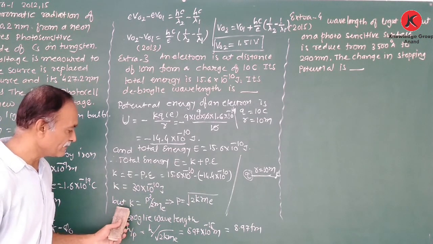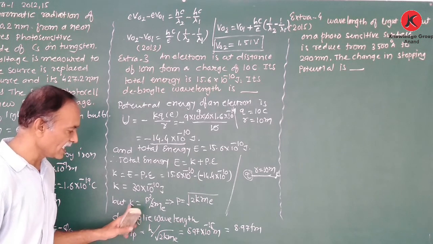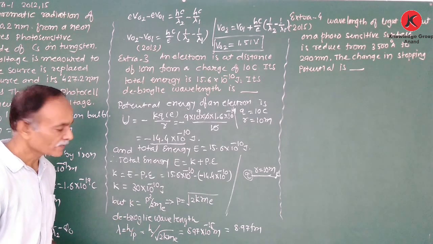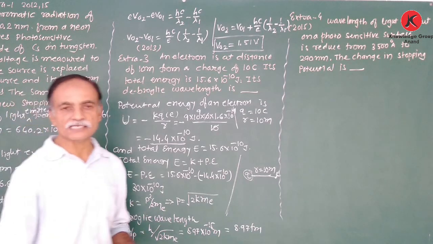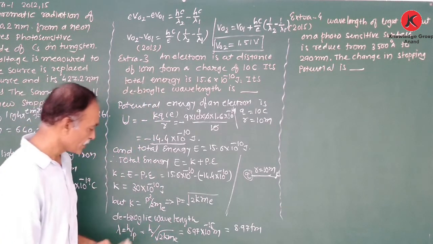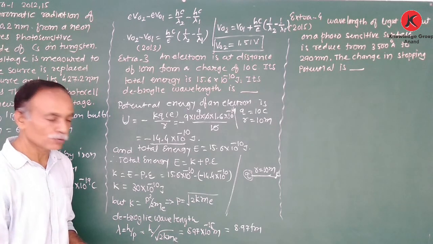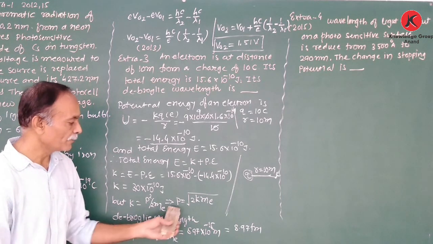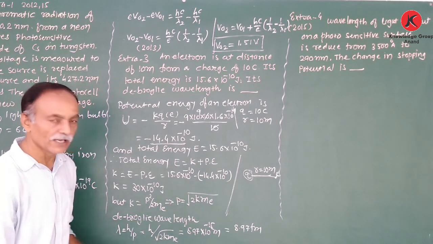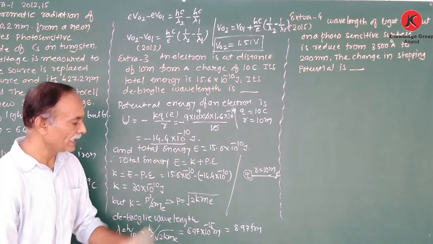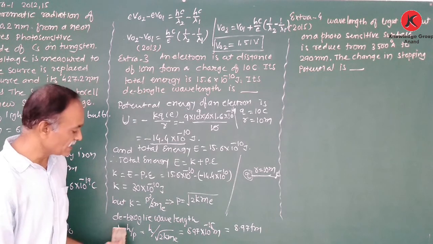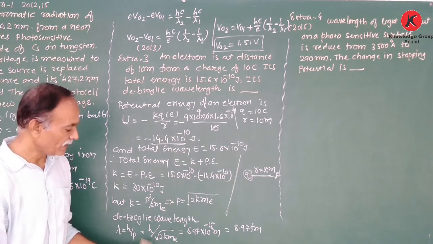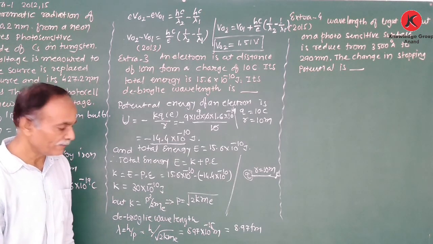Now the relation between the kinetic energy and momentum is K equal to p square upon 2m. Here it is given for an electron, therefore we consider the mass as the mass of an electron. Therefore K is equal to p square upon 2me, so momentum p is equal to under root of 2Km. Now the de Broglie wavelength lambda is equal to h upon p, therefore h upon under root of 2Km.